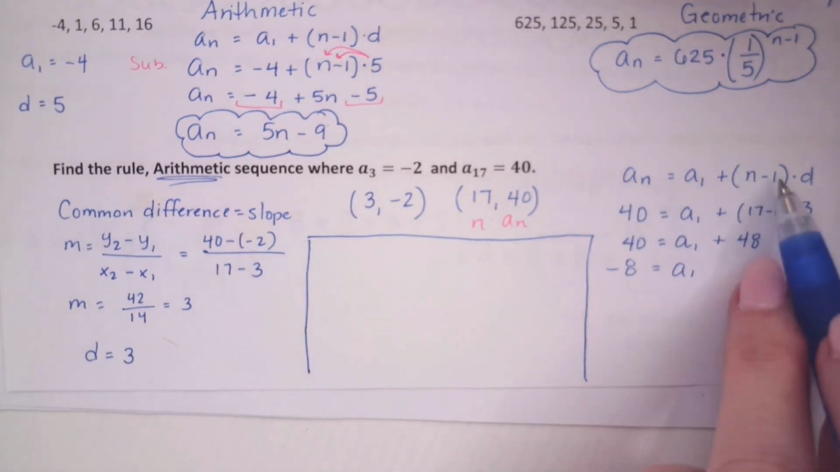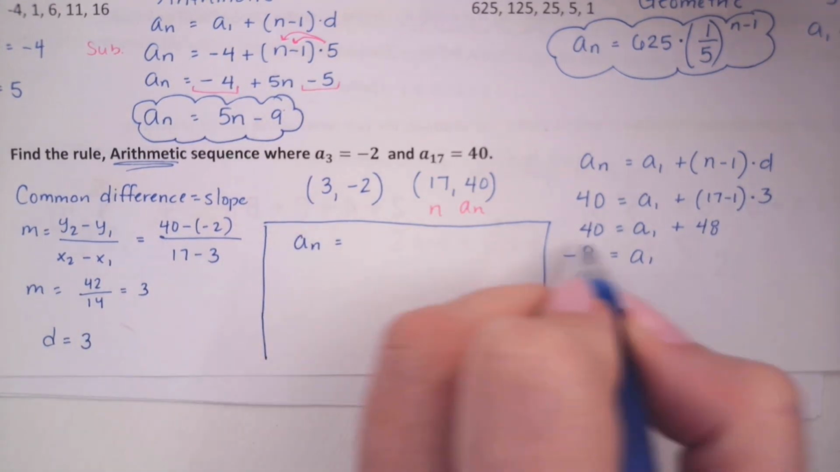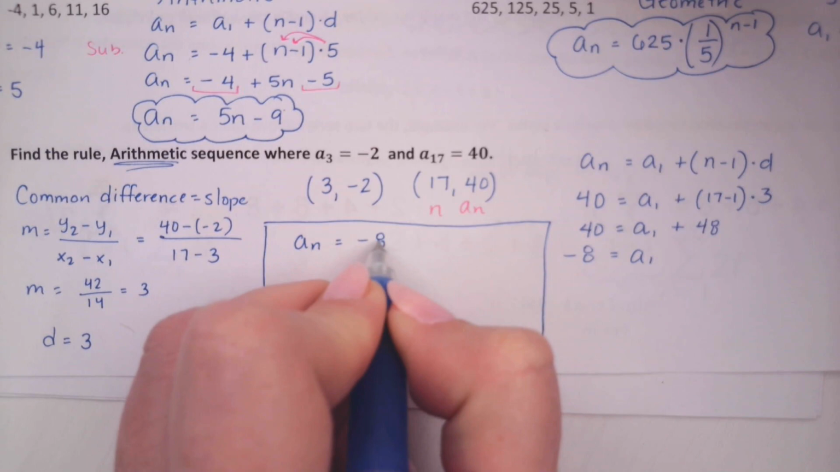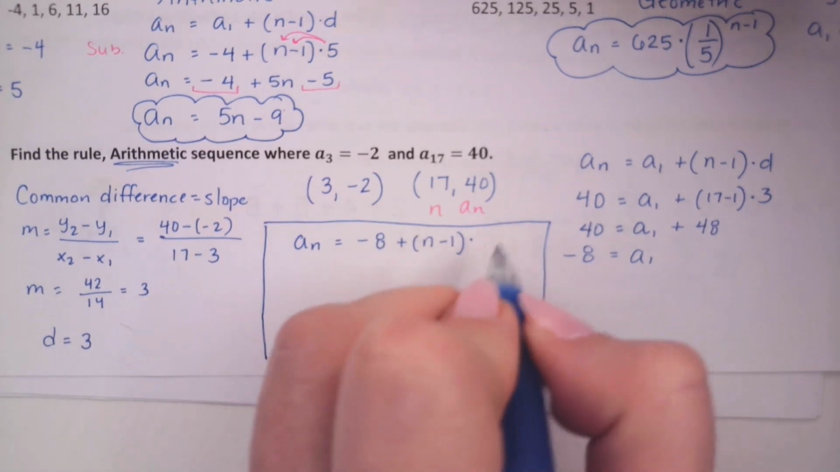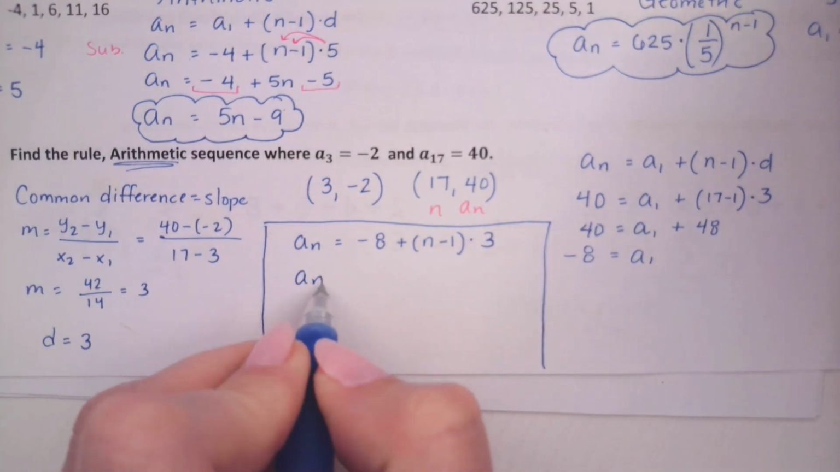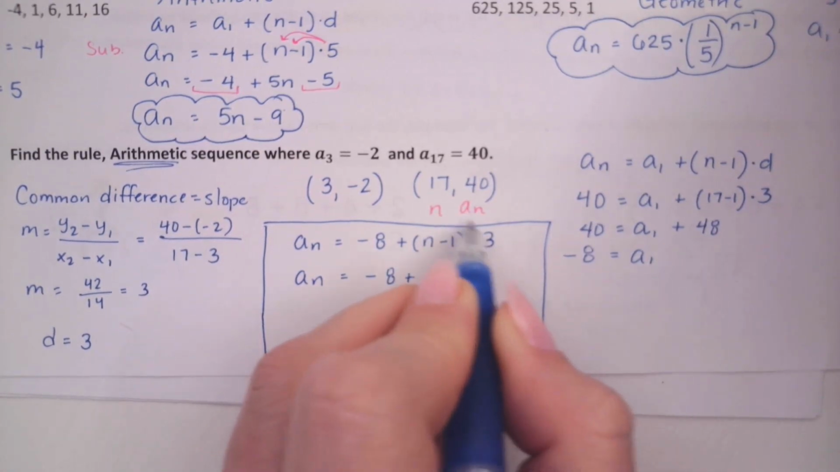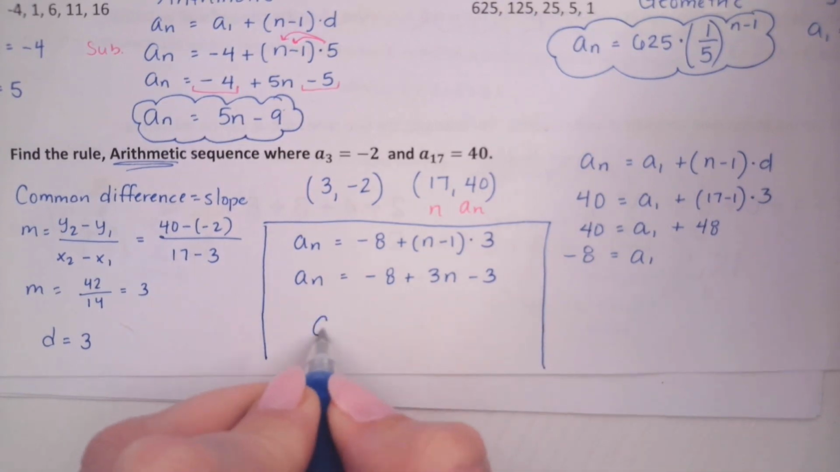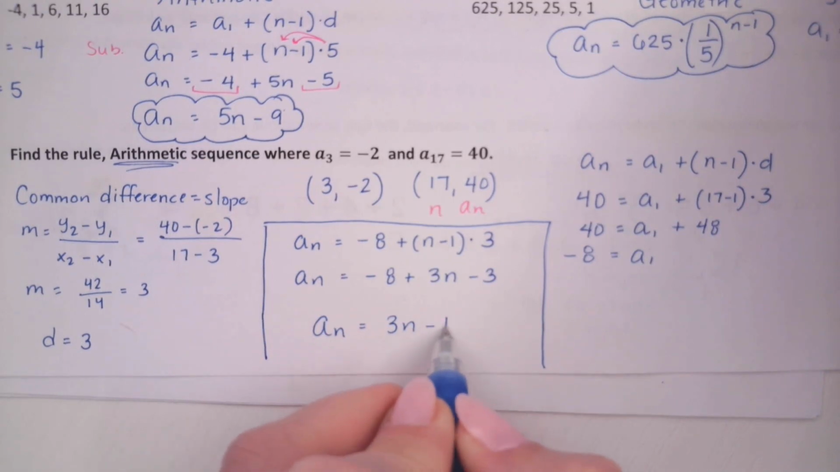So again, we're going back to plugging it in here. So we'll have an equals our a1, which we know is negative 8, plus our n minus 1 times our common difference, which we know is 3 because it was a linear function. And then for arithmetic, I do want you to simplify. You don't have to simplify geometric ones, but arithmetic we do. Negative 8 plus 3n minus 3. So our final answer would be 3n minus 11.